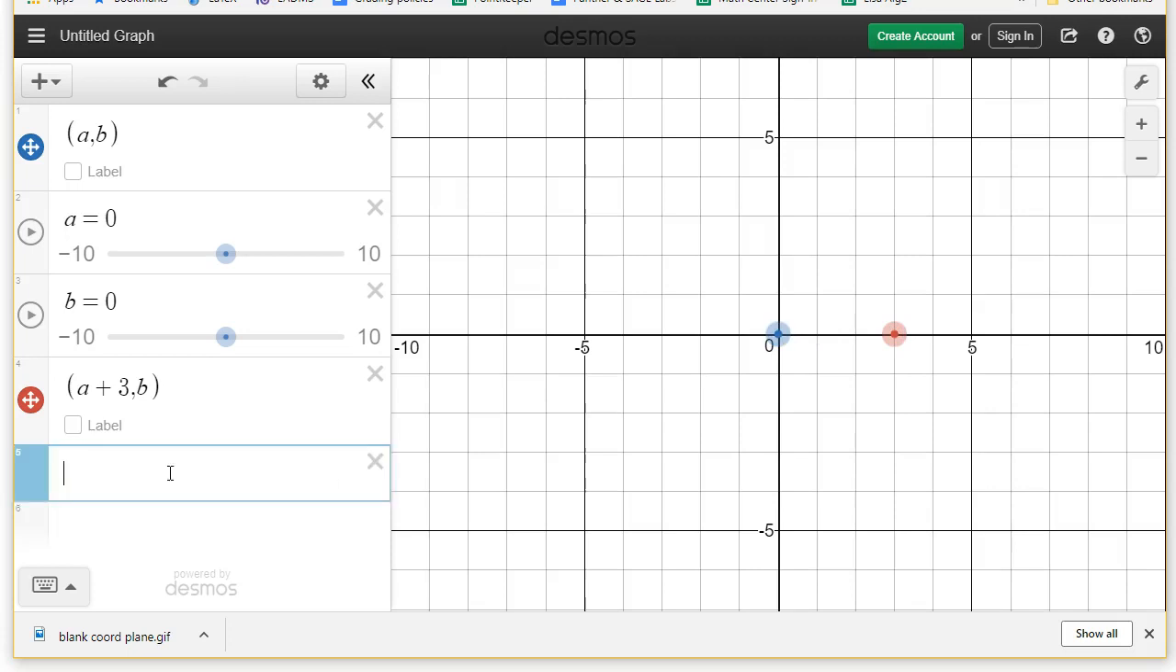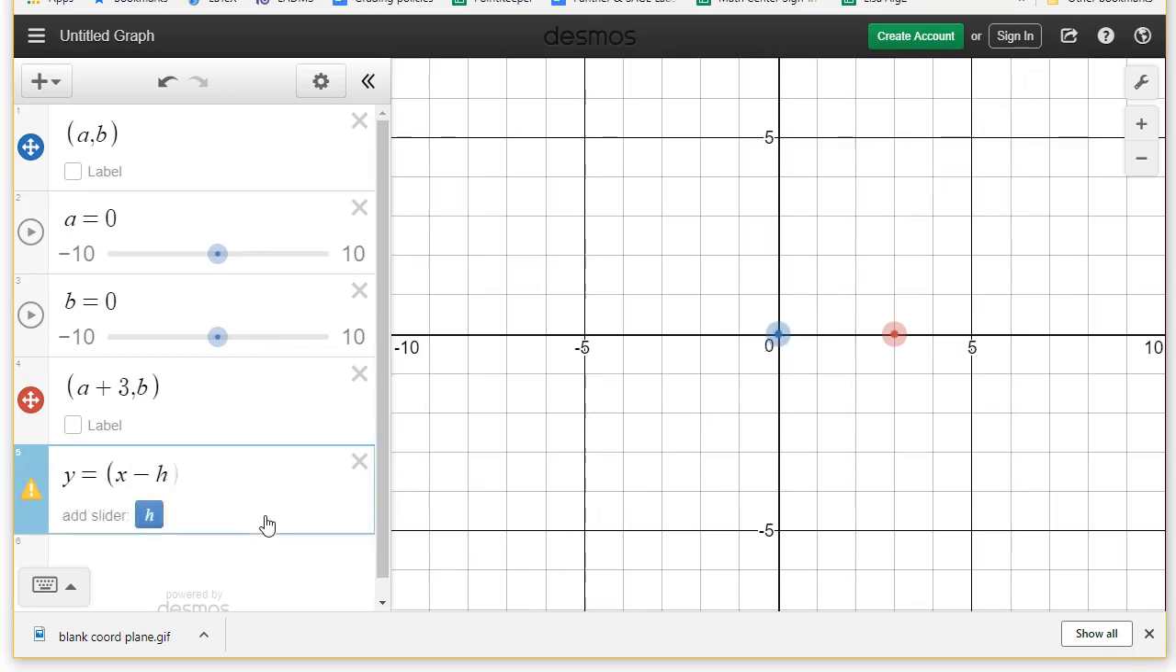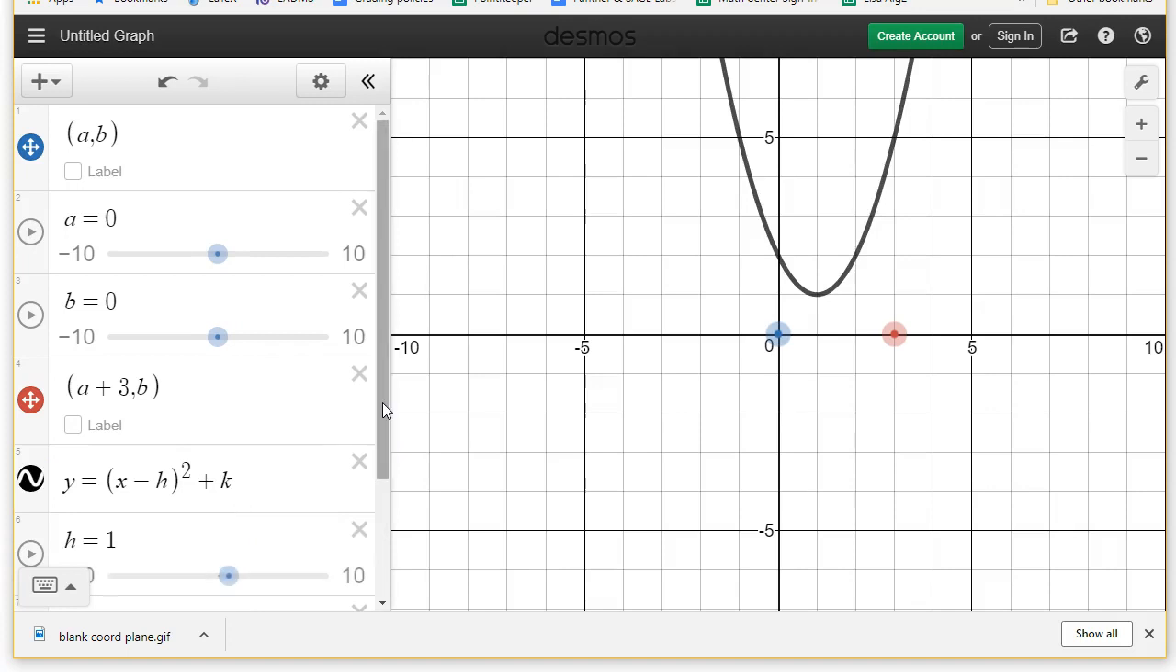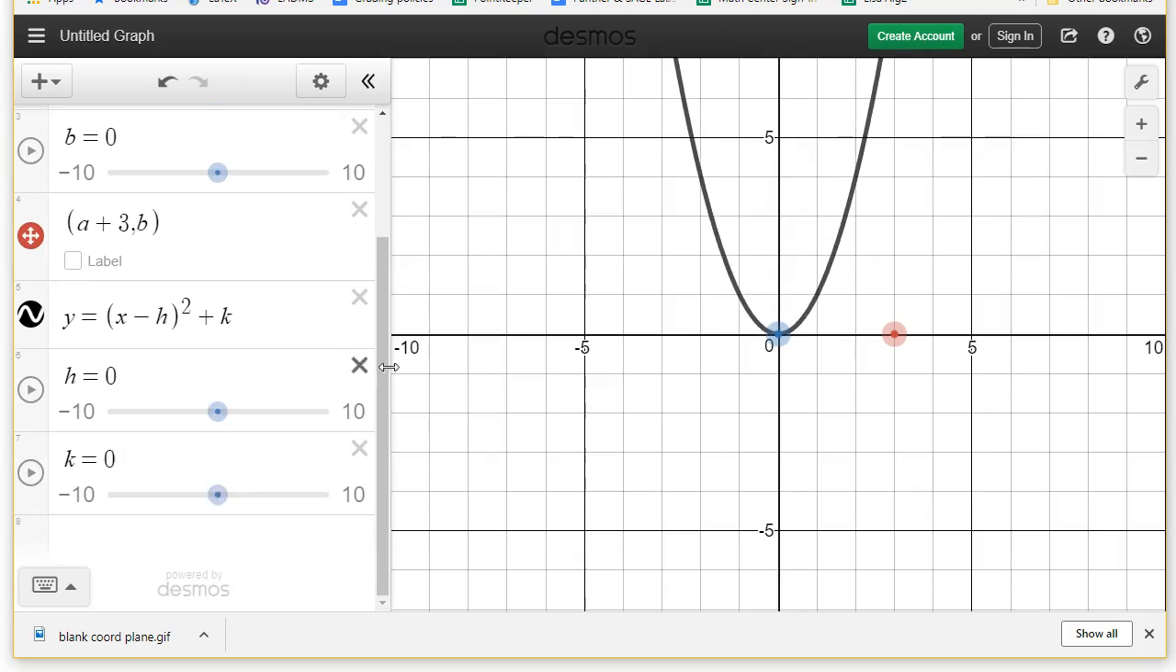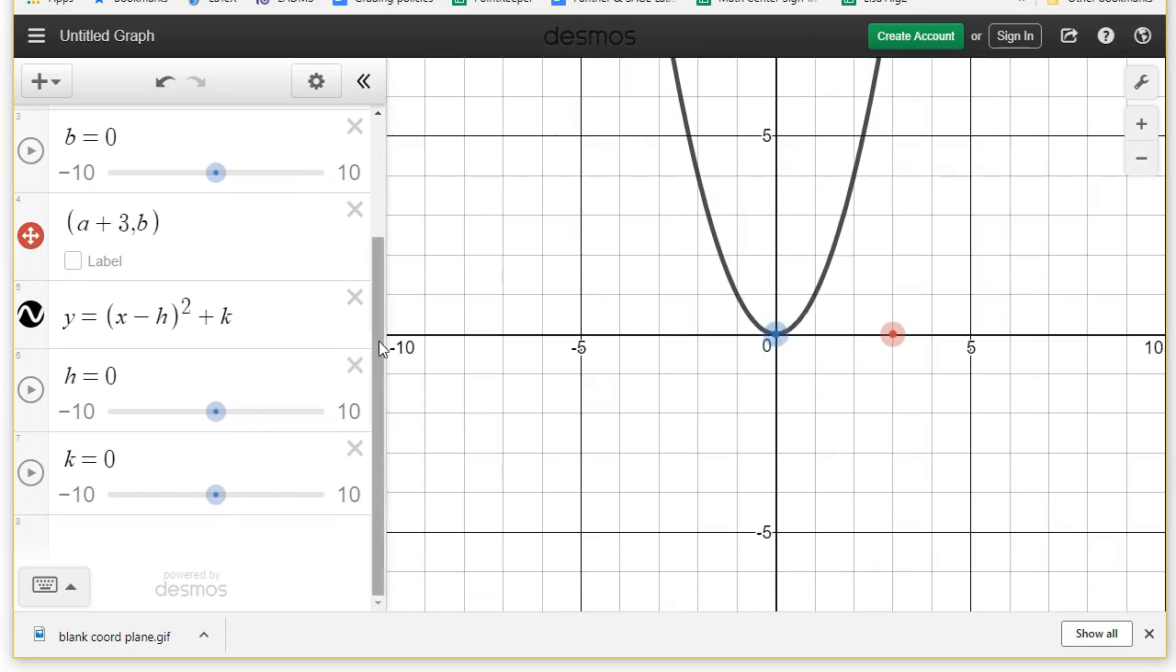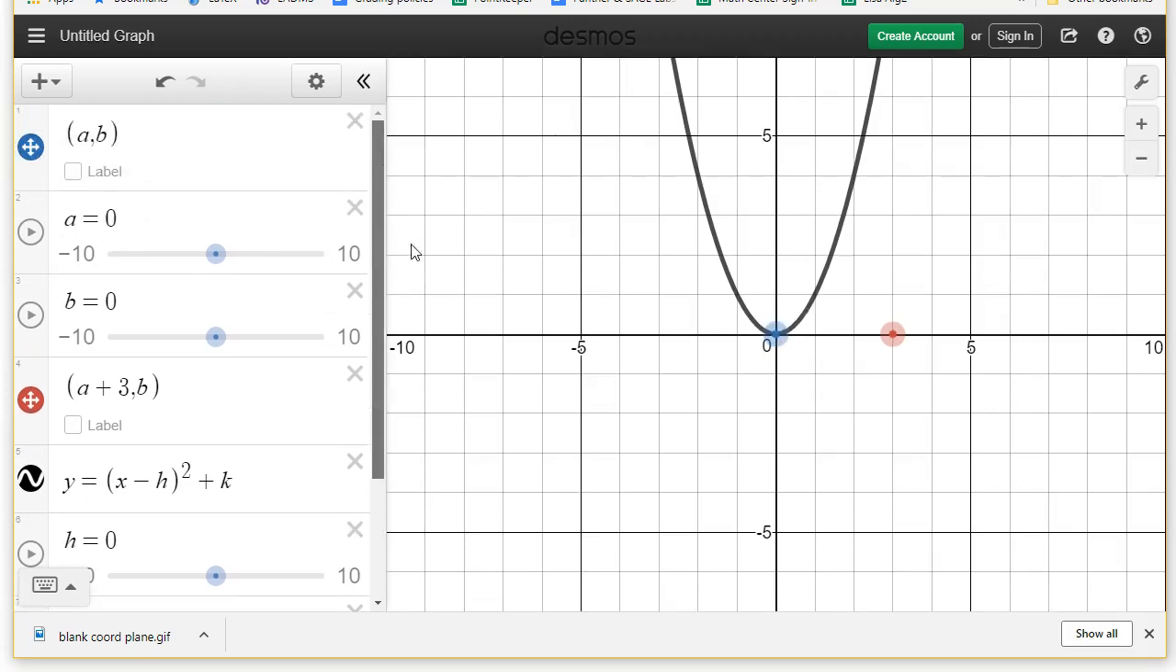Now let's take a look and see what happens if we do things in algebra class. We say y equals (x minus h) squared, and then we go ahead and add k, and we'll make sliders for h and k. And what we see is a parabola, and I'm going to make h into 0, and I'm going to make k into 0 also, and you'll see that the vertex of the parabola is right at (0, 0), just like our point (a, b) that we had up here.